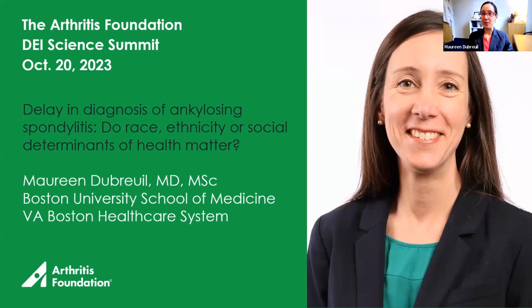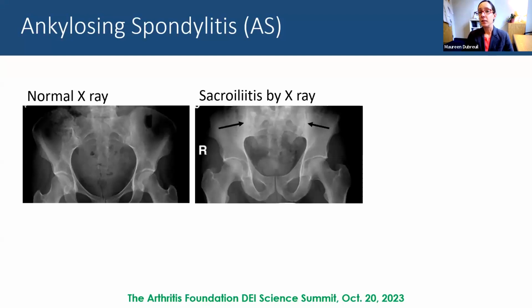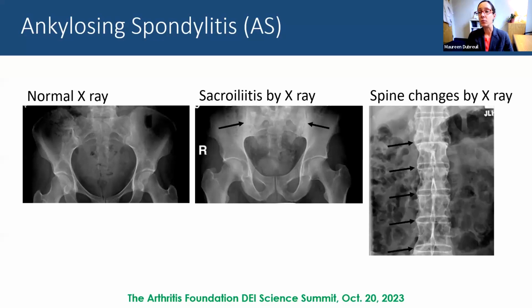Thank you so much for the kind introduction, Maria. So I'll be presenting on this study, Delay in Diagnosis of Ankylosing Spondylitis, Do Race, Ethnicity, or Social Determinants of Health Matter? So just to set the background in terms of ankylosing spondylitis, next please. This is a condition that's an inflammatory arthritis of the spine, and the key area that's affected and reviewed at the time of diagnosis is in the pelvis, involving the sacroiliac joints.